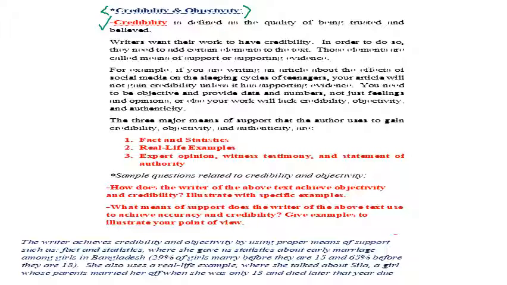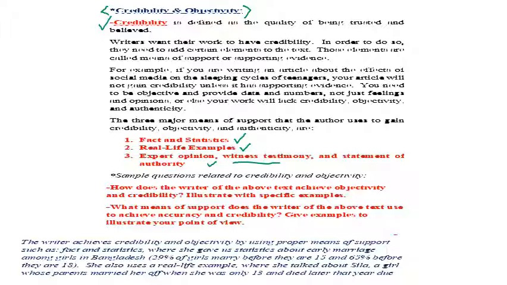Now, if you are an author and you want people to view your article as credible, what do you do? You can't just write an opinionated article and think that you are credible. You need to provide what? You need to provide supporting evidence in order to achieve credibility, objectivity, authenticity, accuracy. What are those means of support that the author uses? Obviously, facts and statistics, real-life examples, expert opinion, witness testimony, and statements of authority.